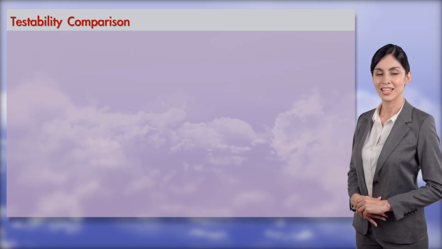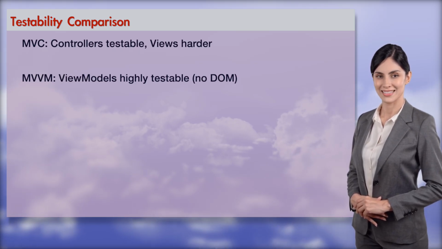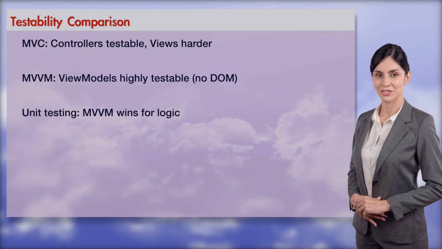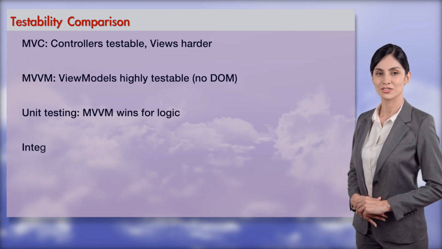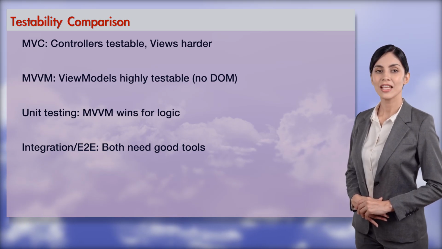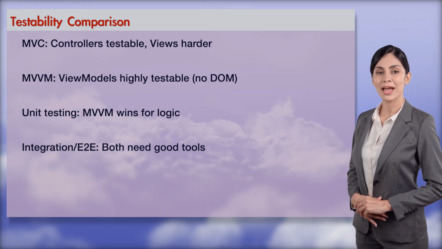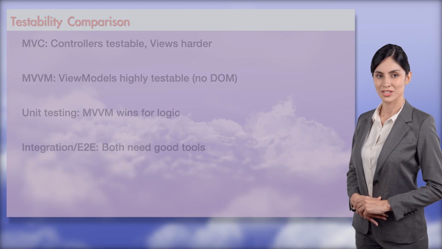Testability comparison. In MVC, controllers are usually testable, but views, templates with logic, are harder to unit test. In MVVM, view models contain most logic and have no direct DOM dependency, making them highly unit testable. MVVM generally wins for testing business and presentation logic. Both patterns still require solid integration and end-to-end testing strategies.